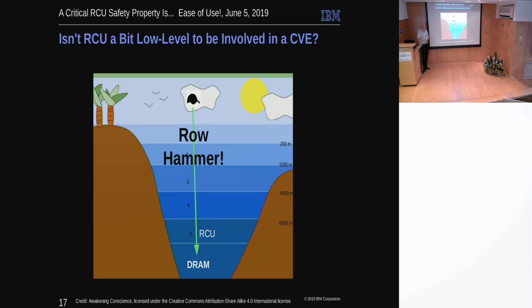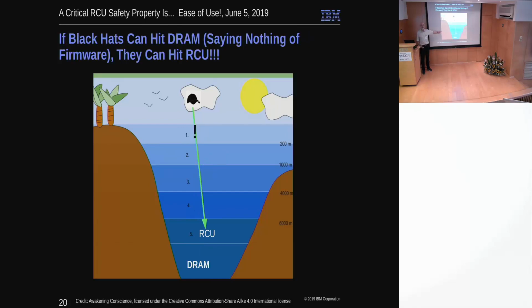We've been really worried in the last few years about these side channel attacks that allow you to pull information that you aren't supposed to get out of the kernel or elsewhere. This allows you to change information you're not supposed to have access to, all right? And it's attacking the dynamic RAM. If they can attack the dynamic RAM, they can attack me. RCU is higher in the stack than the dynamic RAM.